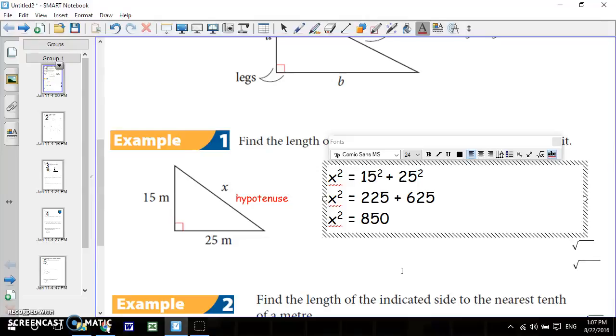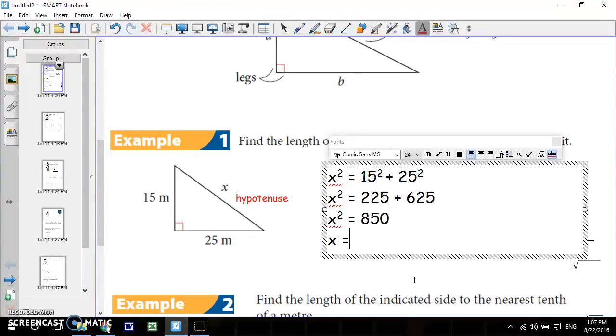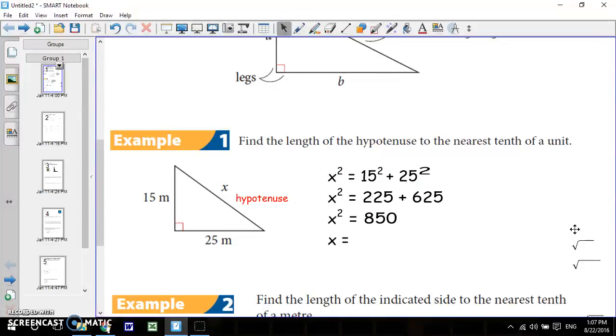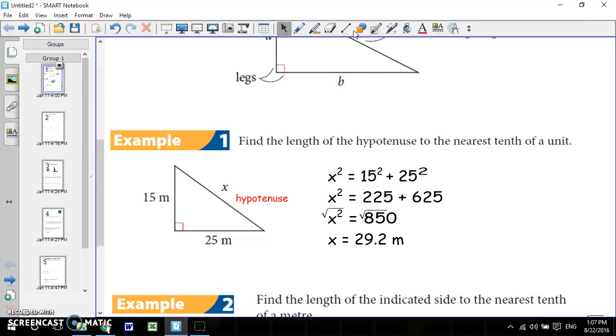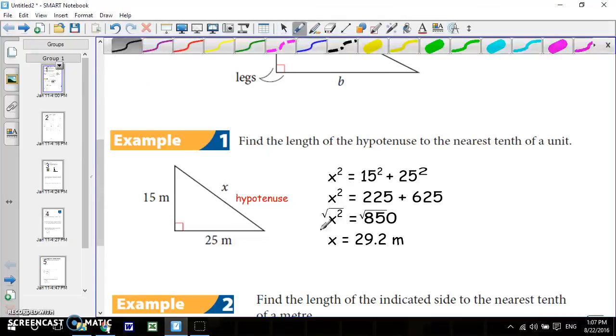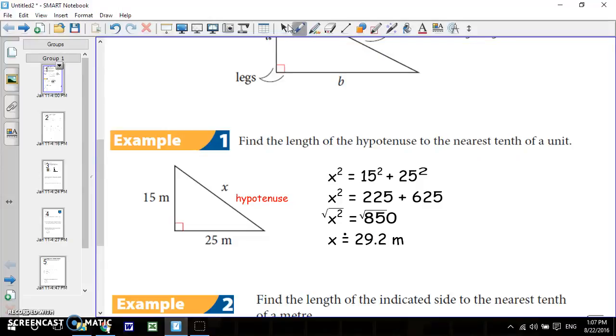In order to get to your final step and look for the value of x, what you will need to do is to square root both sides of the equation. So locate the square root symbol on your calculator and take the square root of 850. It will be approximately 29.2 meters. Since this is a rounded answer, make sure you use a dotted equal sign. So now we have found that the hypotenuse of this triangle is approximately 29.2 meters.